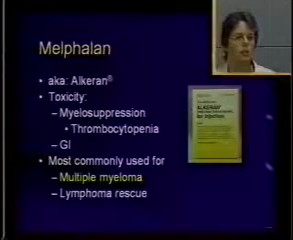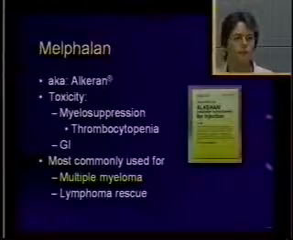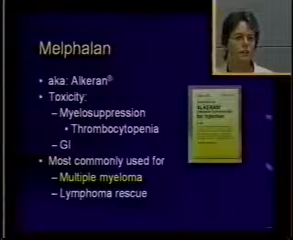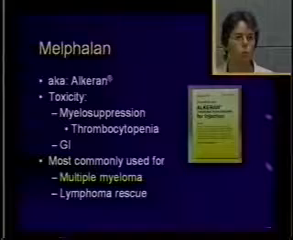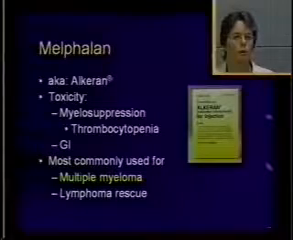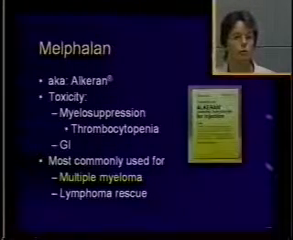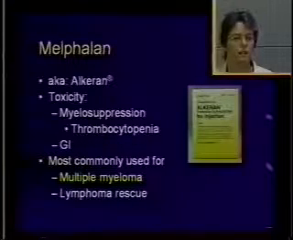Melphalan is the last alkylating agent that we'll talk about. Its trade name is Alkeran. It does cause pretty significant bone marrow suppression, and this is one of the drugs that can actually specifically cause thrombocytopenia. So it's important when you're using this drug that in addition to looking at neutrophil levels, you look at platelet levels as well.